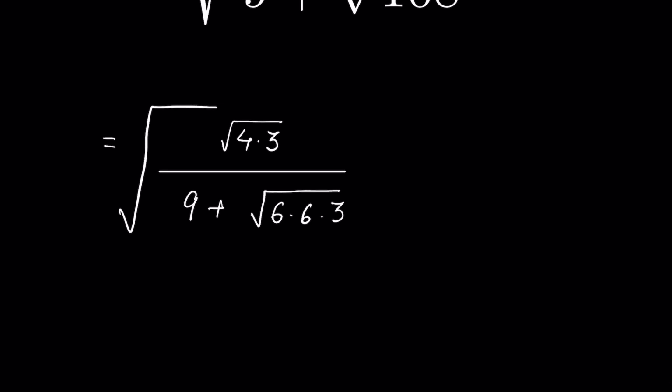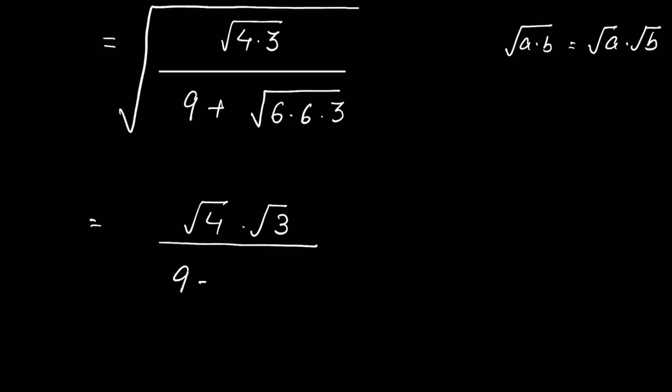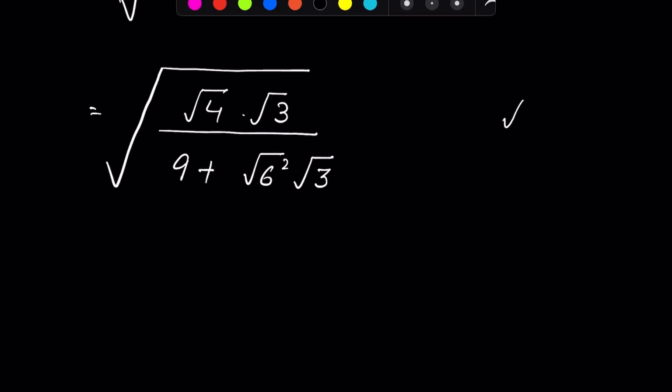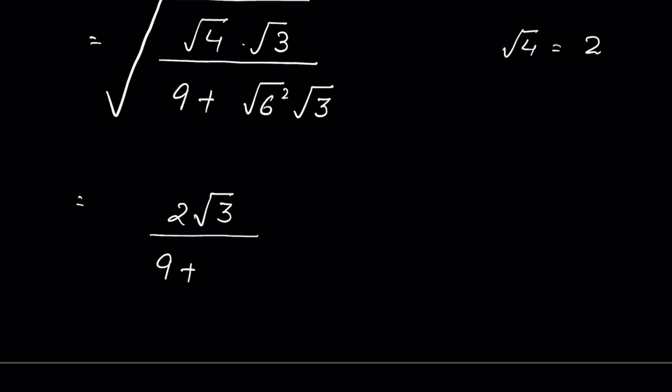Then all under square root. Now we know square root of a times b, we can write it as square root of a times square root of b. So this we can write as square root of 4 times square root of 3 upon 9 plus square root of 6 square times square root of 3, under square root. Now square root of 4 is 2. So it will be 2 times square root of 3 upon 9 plus, this square root gets removed with the square, so it is 6 times square root of 3, under square root.